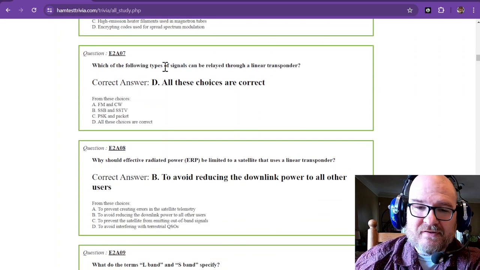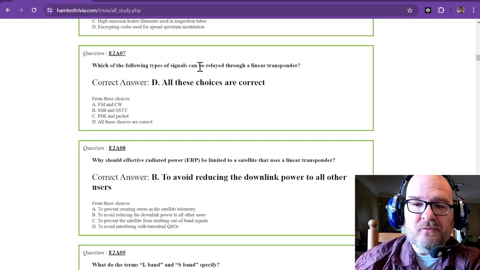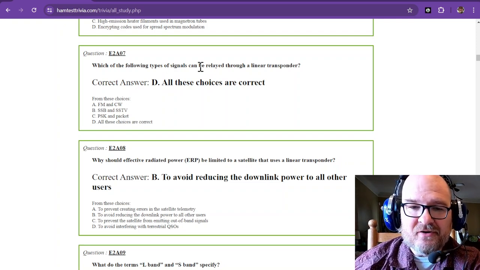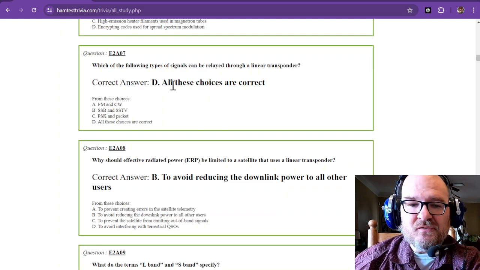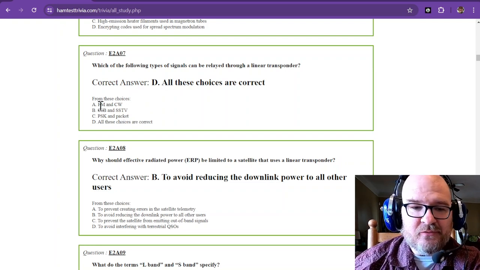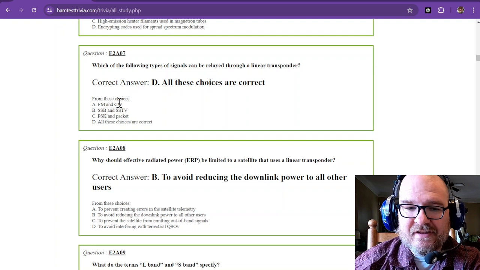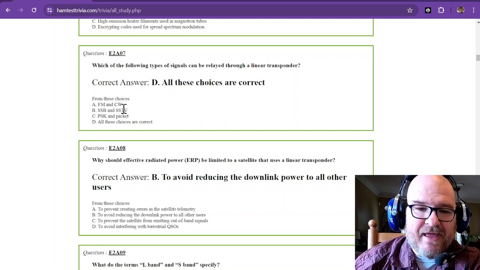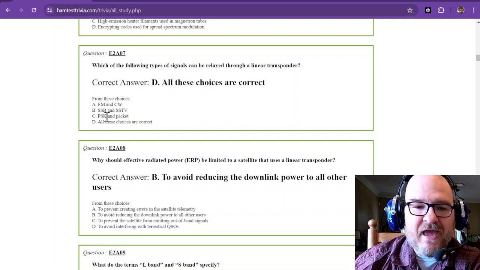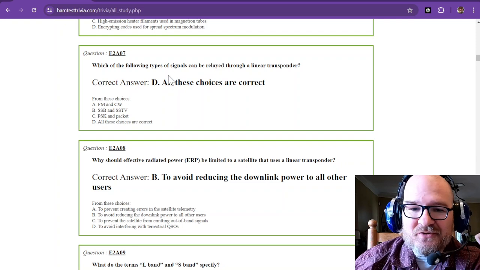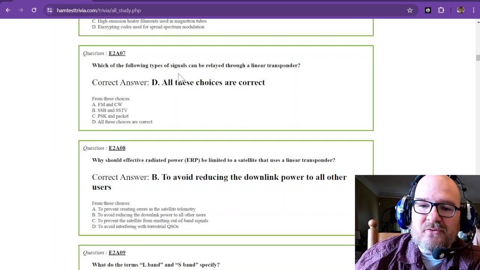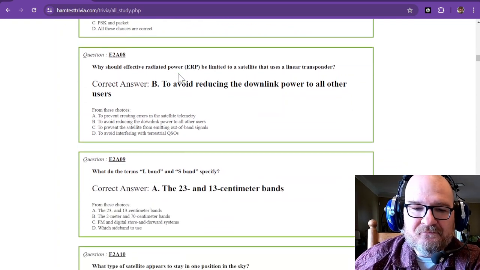Which of the following types of signals can be relayed through a linear transponder? And all of these choices are correct. You can do FM, you can do CW, you can do SSB, SSTV, PSK, and packet. So you could do almost everything through a linear transponder.